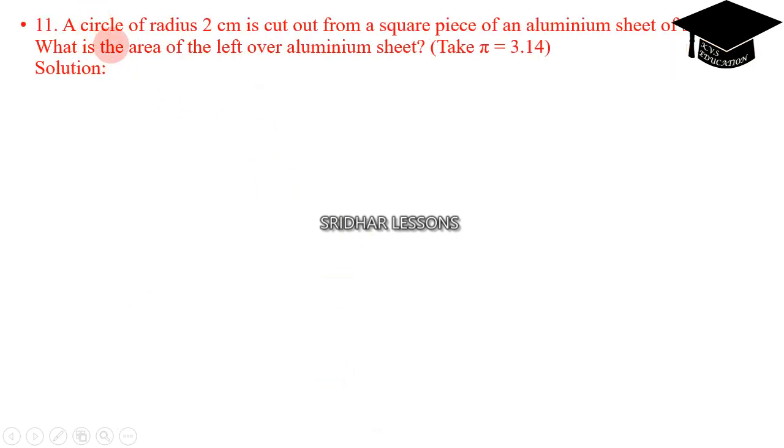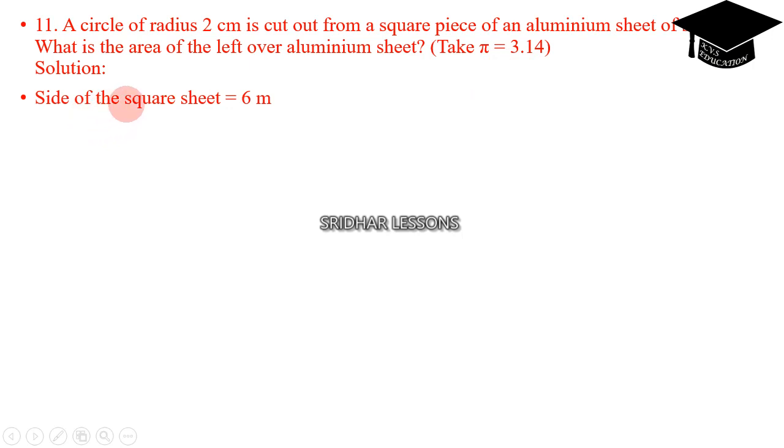Question number 11. A circle of radius 2 centimeters is cut out from a square piece of an aluminum sheet of side 6 centimeters. What is the area of the leftover aluminum sheet? Here we have to take pi is equal to 3.14.